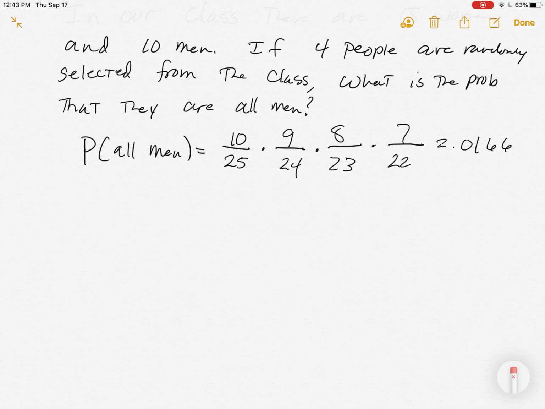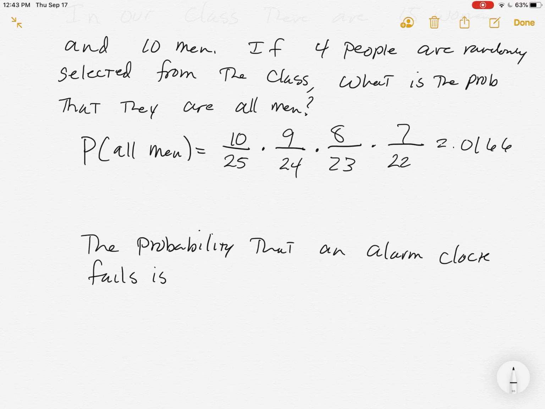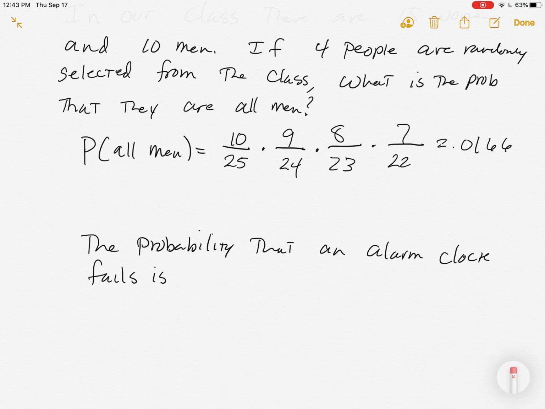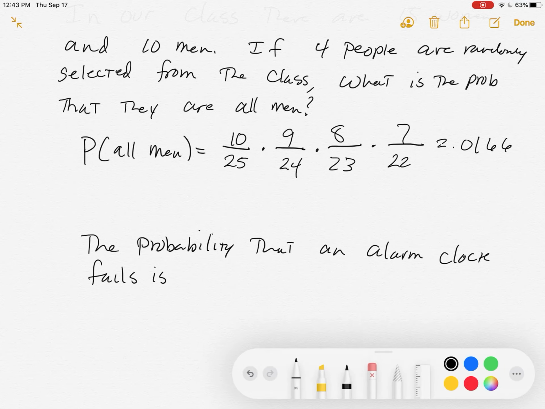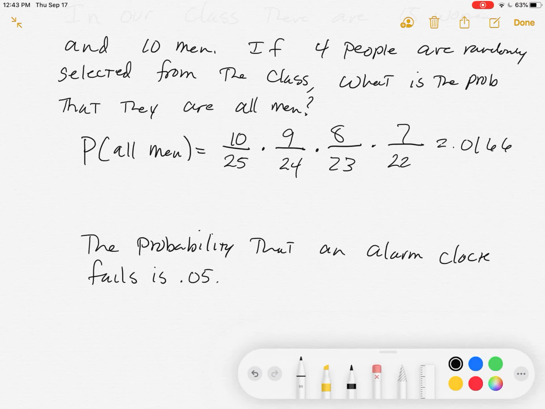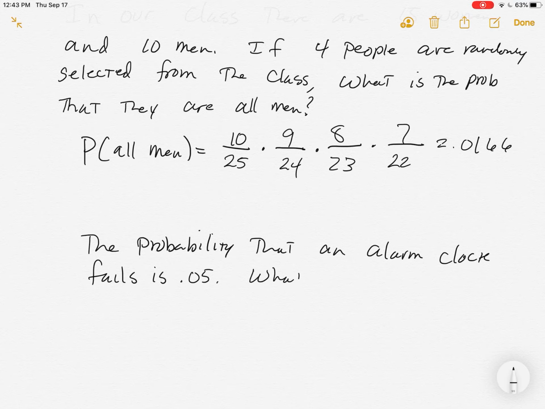You could have a situation like this. The probability that an alarm clock fails is 5%. Actually, if I'm going to word it as the probability, let me put it as 0.05, right? So if an alarm clock has a probability of failing of 0.05, it's going to fail. 5% of the ones that are made are going to fail at some point. So then they'll ask this question: what if you had 2 such alarm clocks?